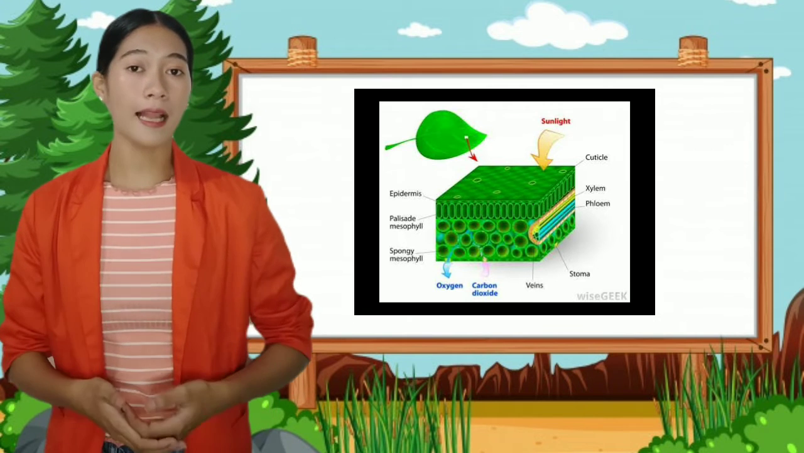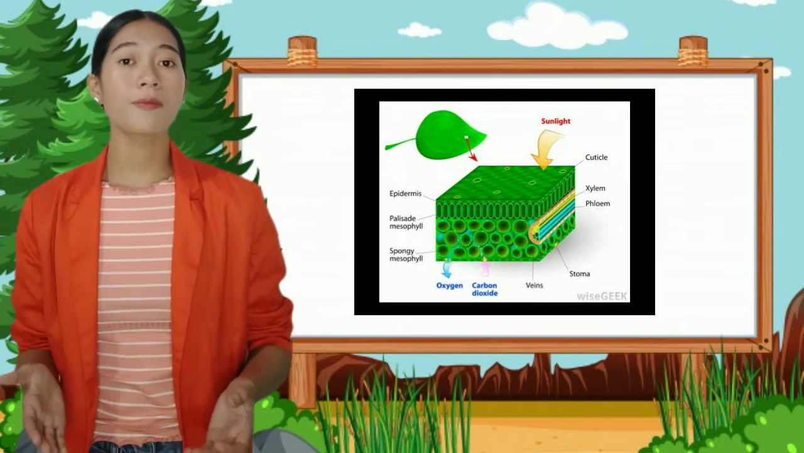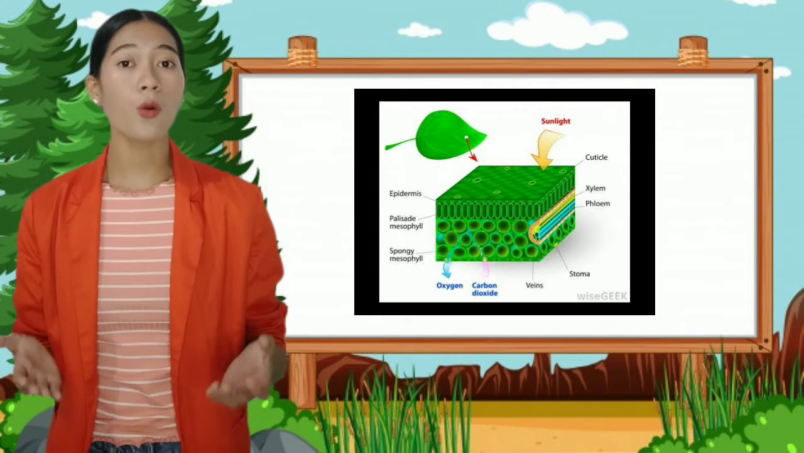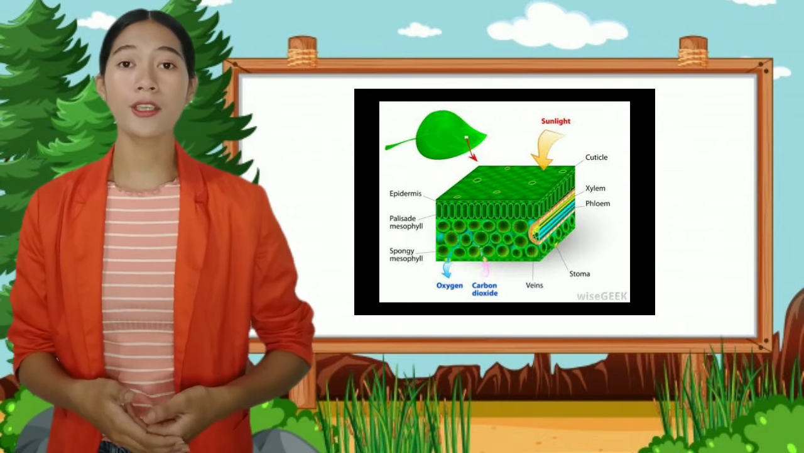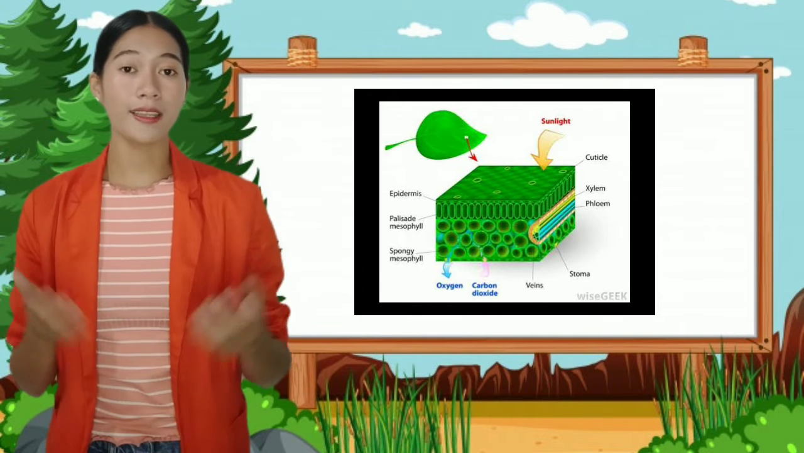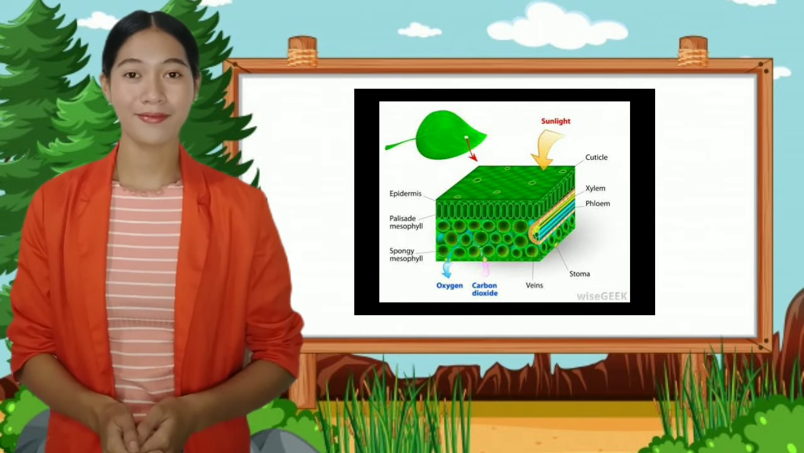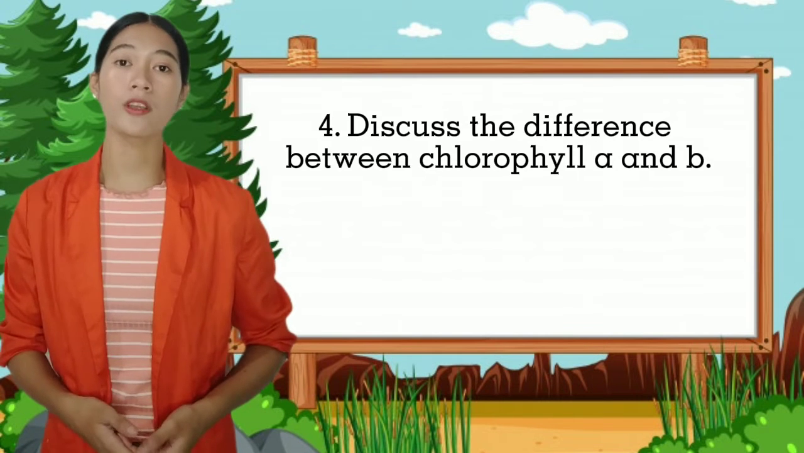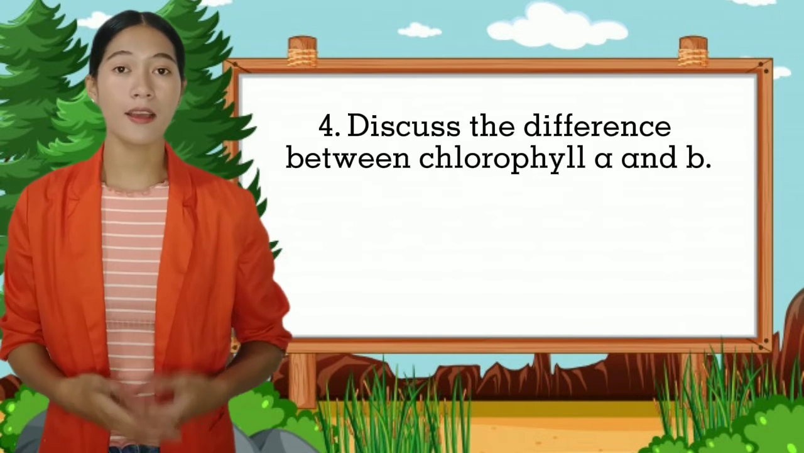Chlorophyll gives plants their green color because it does not absorb the green wavelength of white light, so that particular light wavelength is reflected from the plant, so it appears green. Number 4 is, discuss the difference between chlorophyll A and B.